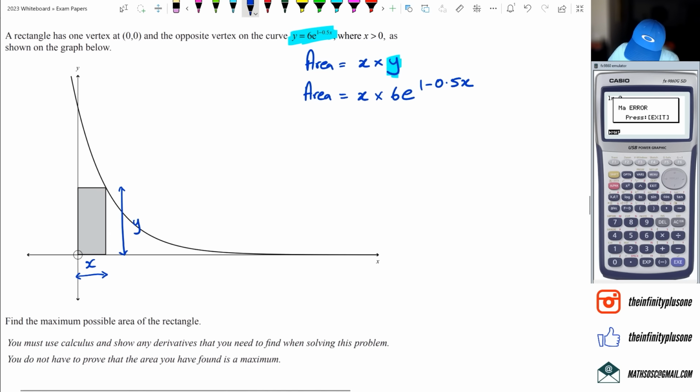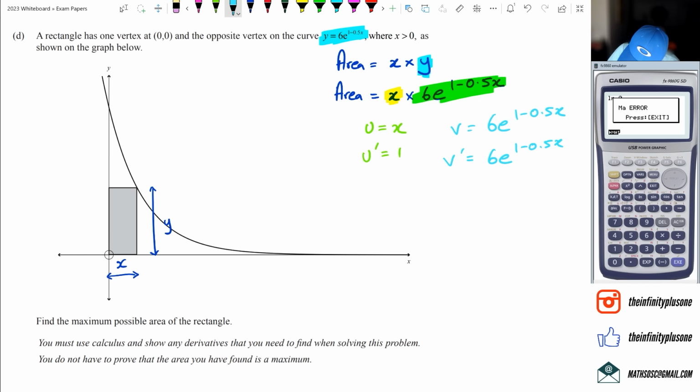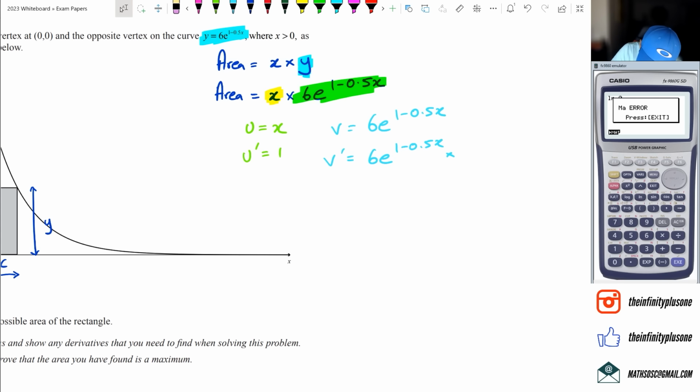So with that in mind, looks like another product rule here, because we've got x and then this whole thing on its own. So we're going to write down u is equal to x, u dash is equal to 1, v is equal to 6e^(1 - 0.5x), v dash is going to equal everything as is, but I've got to multiply by the differentiation of whatever the power is, and in this case it's going to be negative 0.5.